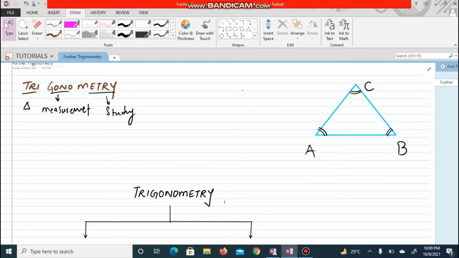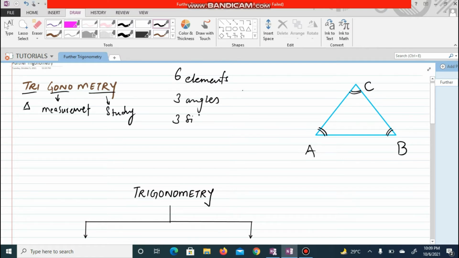Now, what to measure in a triangle? Basically, there are 6 elements of a triangle, 3 being angles and 3 being sides. So the angles, here is a triangle. The angles, as you can notice, are in block letters, that is capital letters. And the sides, how do you write the sides? Well, the side is in front of the angle, so the sides are written in small letters and are found in front of the angle. So side a is in front of angle A, and likewise we have b and c. So angles are in capitals, whereas your sides are in small letters.